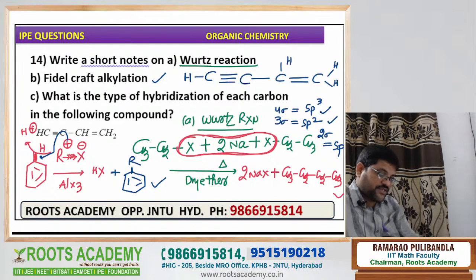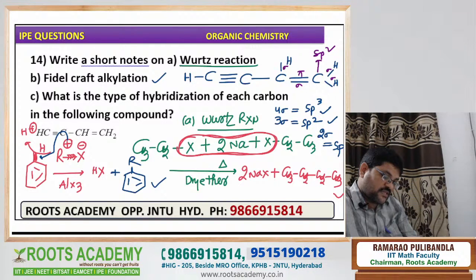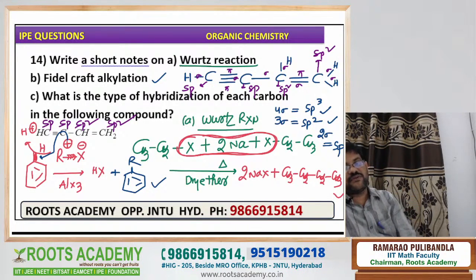Now based on that, see, this is a sigma bond, pi bond, sigma, sigma. This carbon has 3 sigma bonds, so it is an sp2 carbon. A single bond is always sigma. In the triple bond, one is a sigma bond and the rest are pi bonds. This carbon has 2 sigma bonds, sp carbon. This carbon has 2 sigma bonds, sp carbon. So we get sp, sp, sp2, sp, sp. Understood what I am saying?